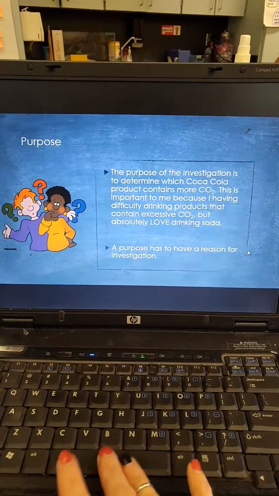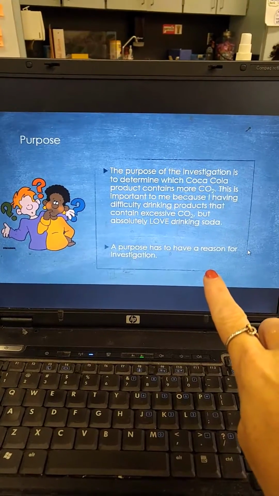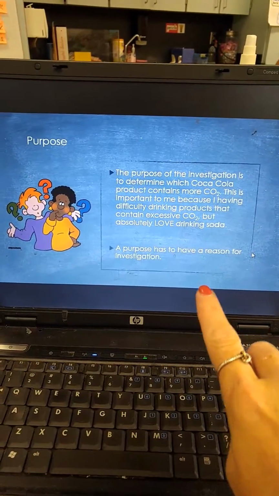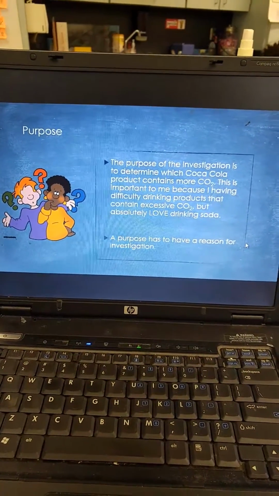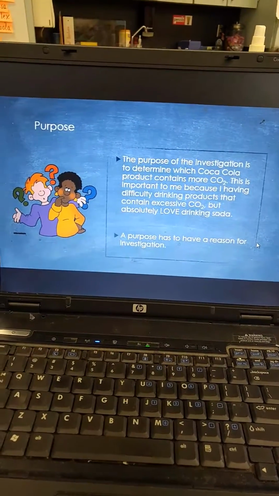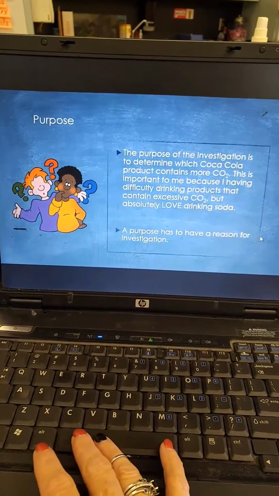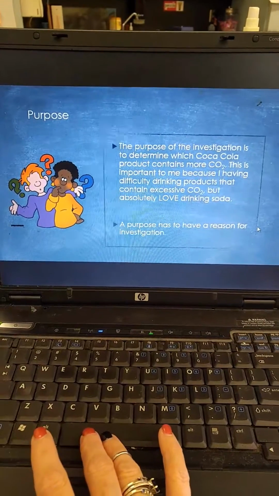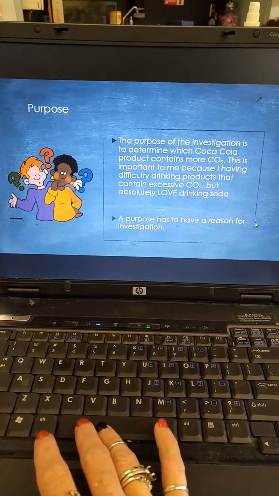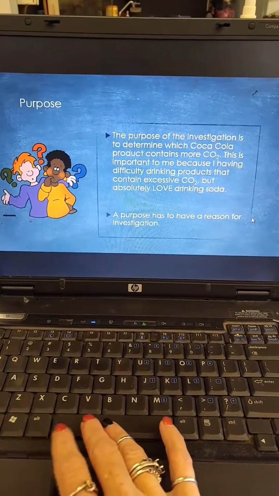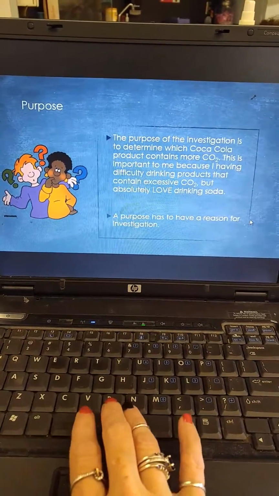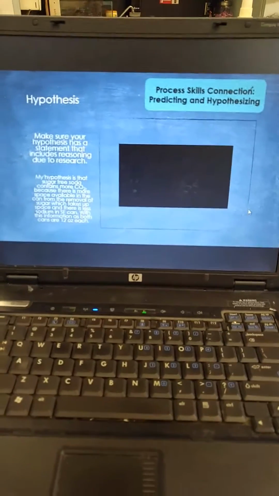On Tuesday was our purpose. That second bullet is what should be in the student notebook. A purpose has to have a reason for an investigation, so a reason behind why you're doing this, and it's not because I have to. That's not a good reason. So I put that I love soda and I need to find out about the CO2 levels in order to not have tummy pains.